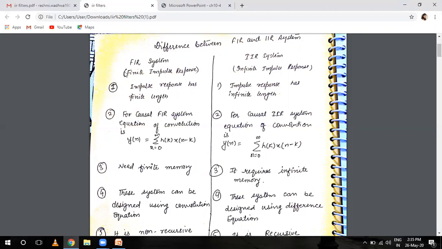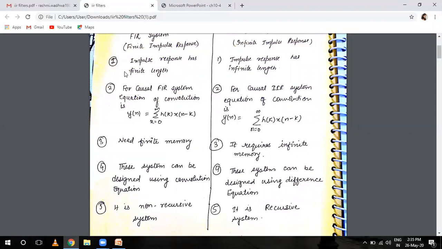So there are conversion methods, three of them, and we will discuss one by one what our requirement is. First of all, the difference between FIR filter and IIR filter. FIR has an impulse response of finite length, and IIR has an impulse response of infinite length. For a causal FIR system, the equation of the convolution is y(n) = summation k=0 to M of h(k) x(n-k). For a causal IIR system, the equation of the convolution is this one.